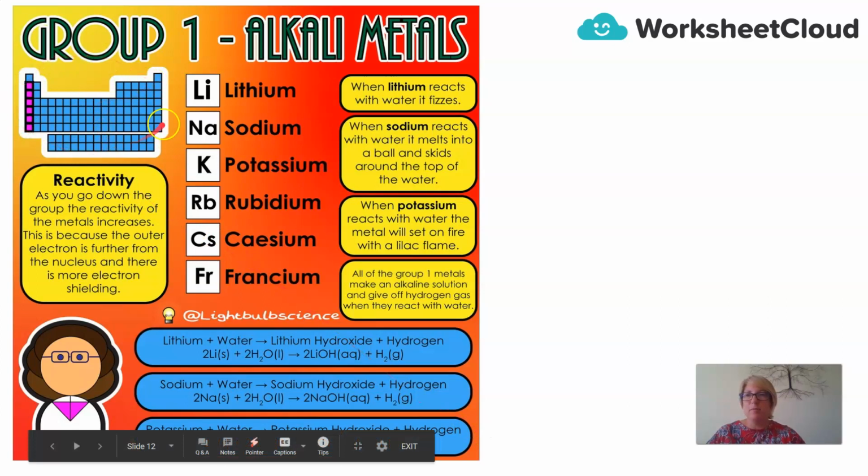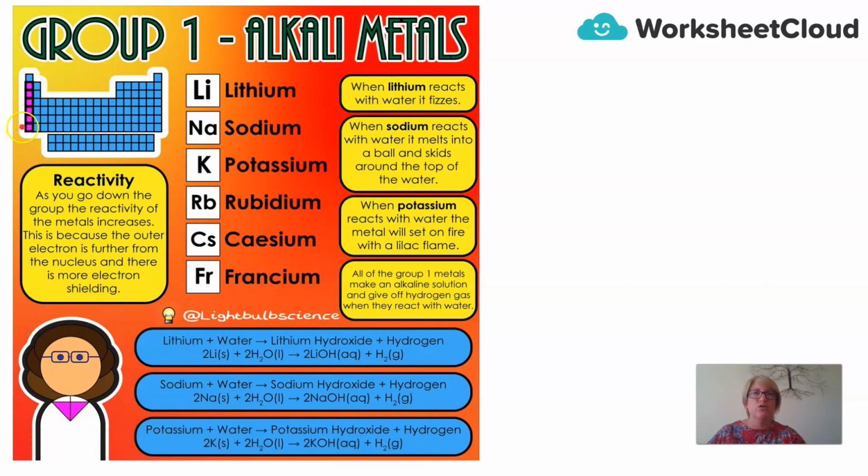So if we have a look at the periodic table here, we find the alkali metals in group 1. Just a reminder, we don't include hydrogen at the top. So if we think about the video that we have just watched about the reactivity, as you go down the group, the reactivity of the metal increases. And this is because the outer electron is further from the nucleus and there is more electron shielding. So as we go down this group, the elements become more reactive.